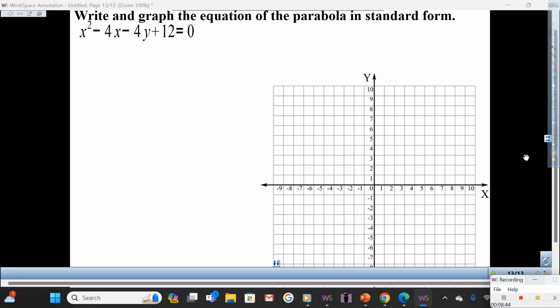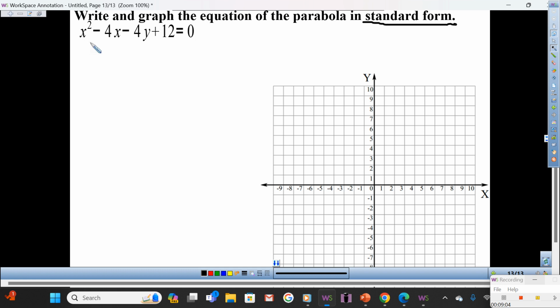All right, here we go. Writing utensils down, look up to the screen. It's going to go pretty fast. Stay focused. Y'all ready? It reads, write and graph the equation of a parabola in what? Standard form. Does this look like what we did in the past? Not really.